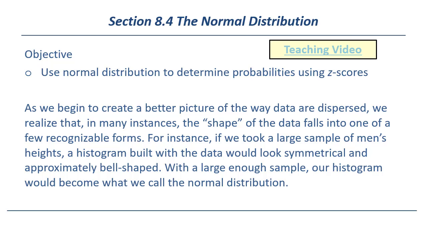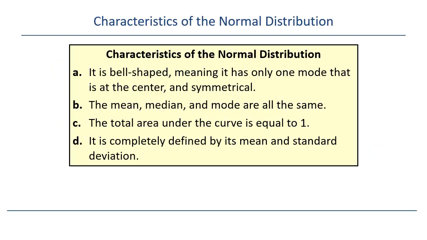For instance, if we look at a large sample of heights, men's heights or women's heights, doesn't matter which, a histogram built with that data would look symmetrical and approximately bell-shaped. And really, with a large enough sample, our histogram would become what we call a completely normal distribution. Normal distributions occur a lot with data, but more importantly, you'll learn later with the central limit theorem that even if your population isn't normally distributed, if you sample from it, the sample distribution that you create is always normally distributed.